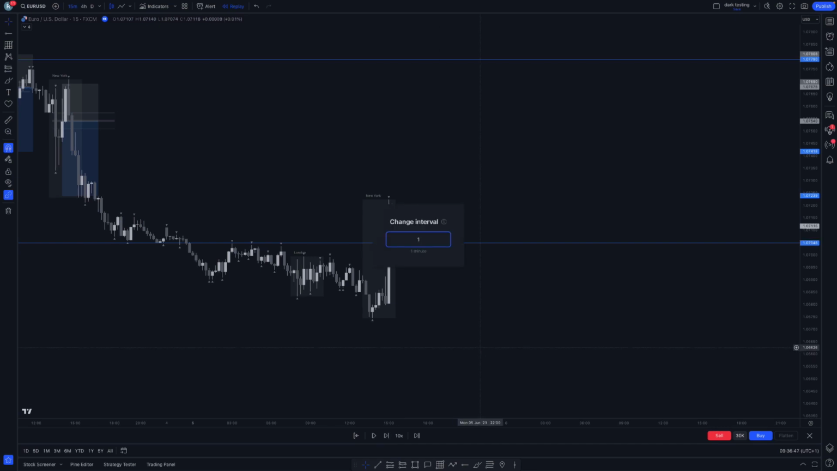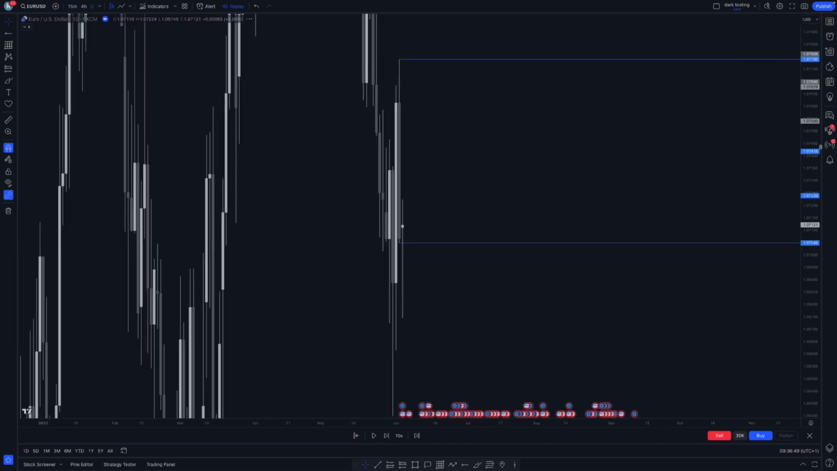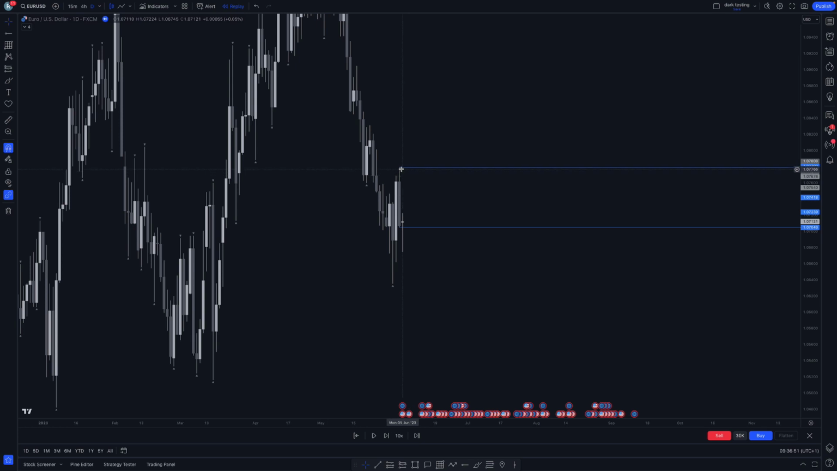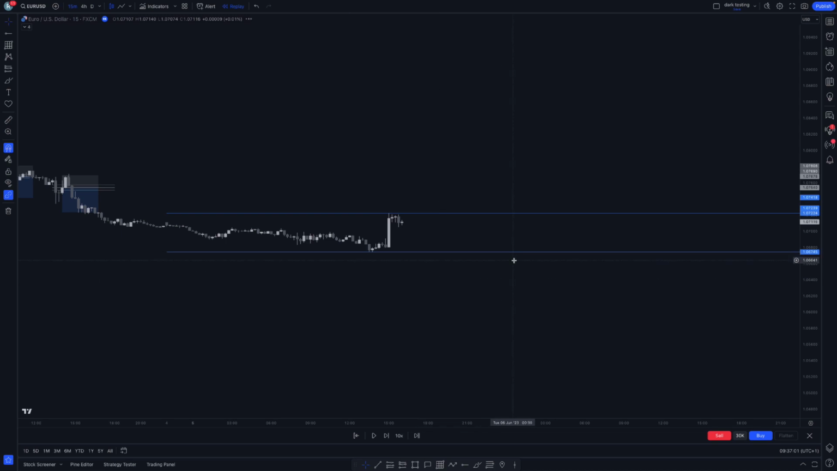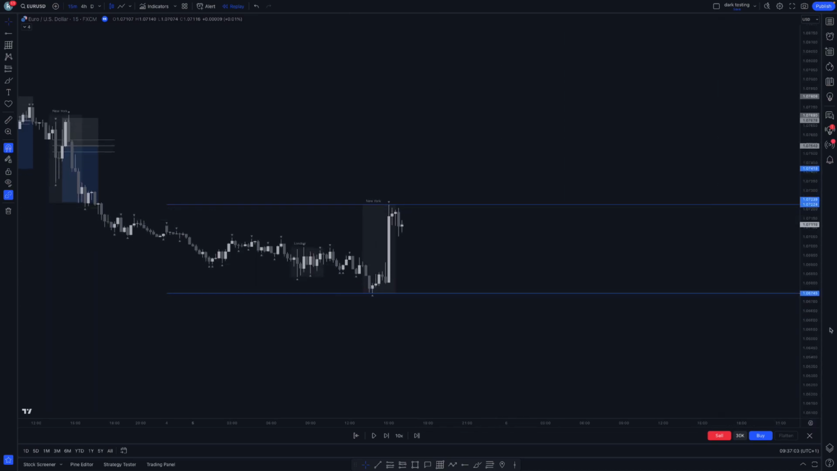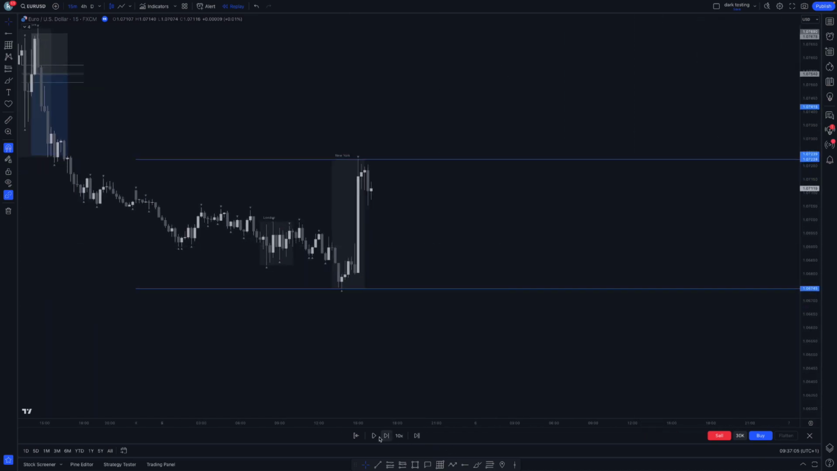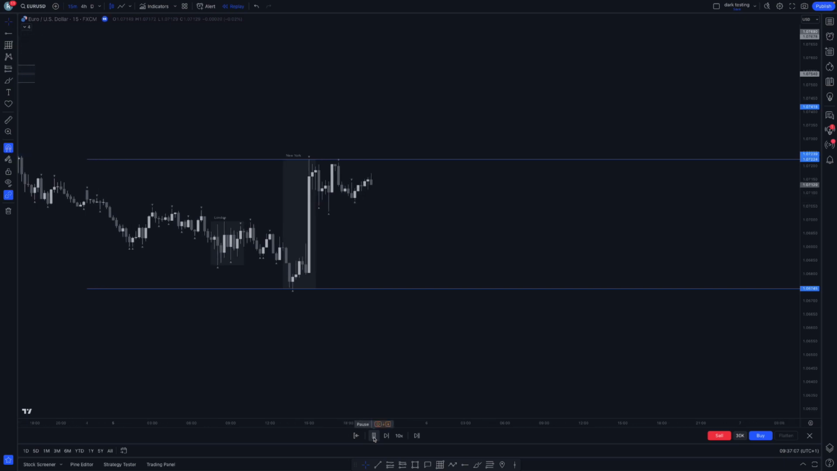So let's jump now up to the daily, mark out our previous daily high, previous daily low. And as I said, guys, this is a super simple strategy, very, very easy to follow, and you only need 2 time frames. There's no daily bias required, and overall it's something that even a beginner could trade. So let's go through and see what happens.